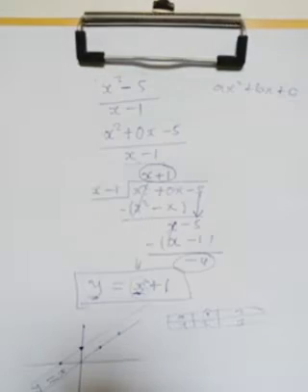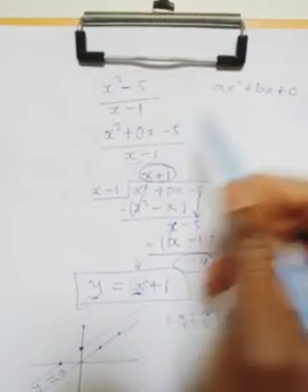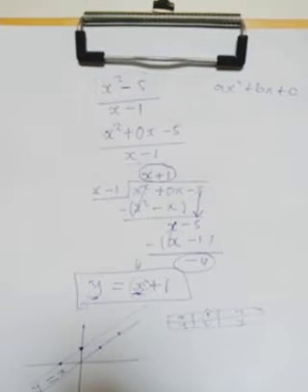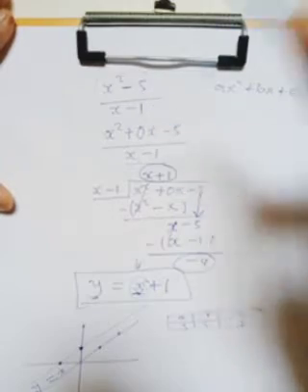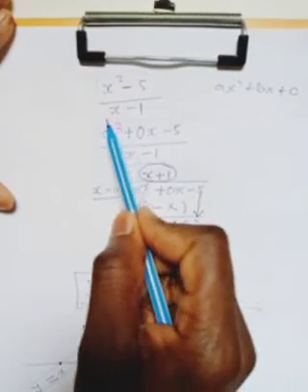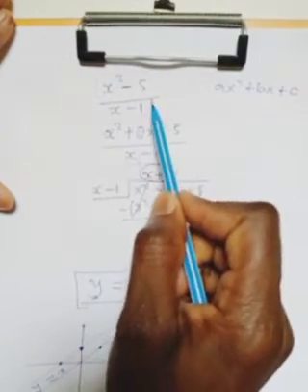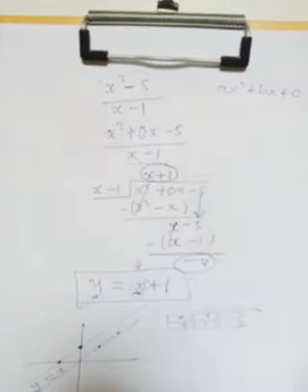But look at what you have been given. I said the vertical asymptote applies to both the horizontal and the oblique asymptote. Even on this one, we're going to find what we call the vertical asymptote. Reason being, we have the denominator here, which I can just equate to 0, and I'll be able to get the value of x, which is going to be my vertical asymptote.